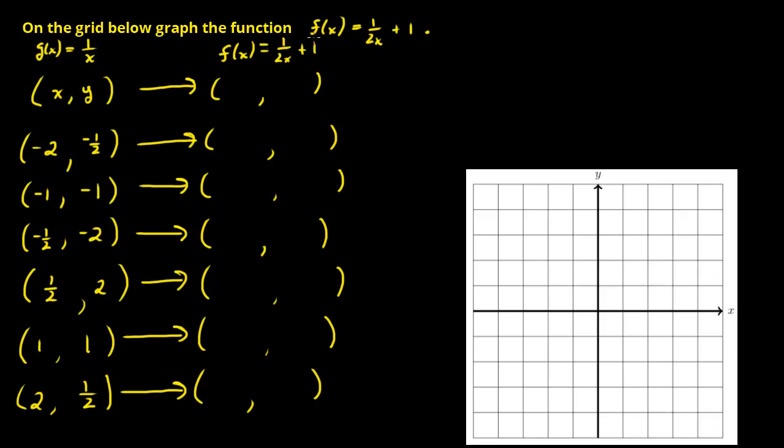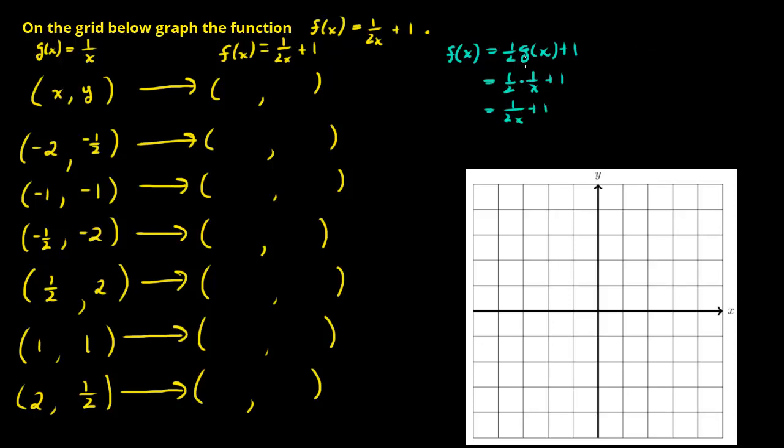The next thing that we have to do is think about what transformations have been applied to the parent function. So how can I get f of x by rewriting it in terms of g of x? There's actually two ways to do this, but I can rewrite f of x as 1/2 g of x plus 1. If I substitute g of x, because g of x is just 1 over x, I would get 1/2 times 1 over x plus 1. And if I multiply here, I get 1 over 2x plus 1.